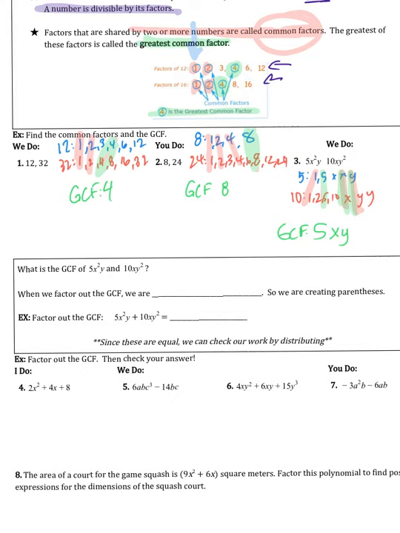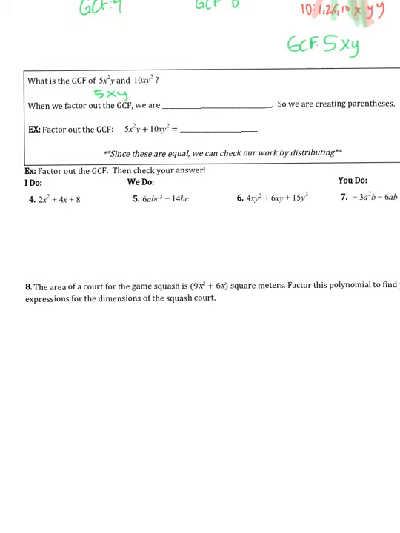And we're going to go ahead and use this 5xy down here when we're talking about factoring out the greatest common factor. So let's go ahead and look at this next part. Let's add a step onto what we just built. So we just showed that the greatest common factor of 5x squared y and 10xy squared is 5xy. We showed that on this last example up here.